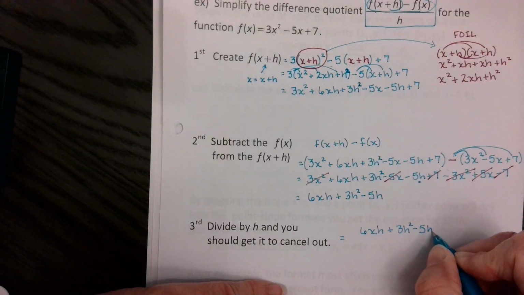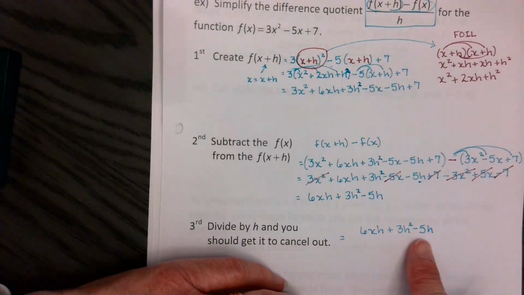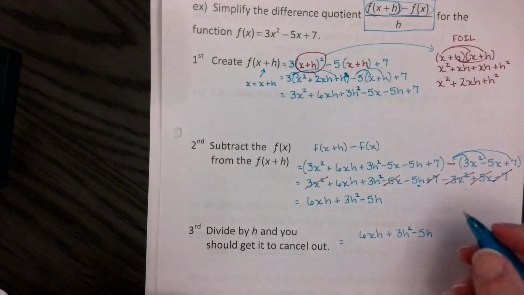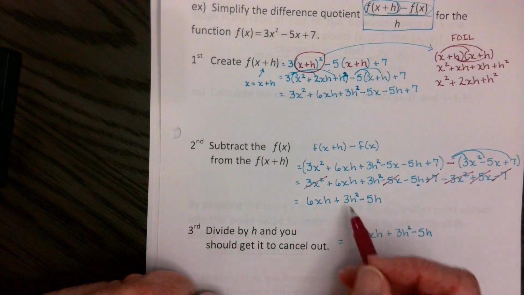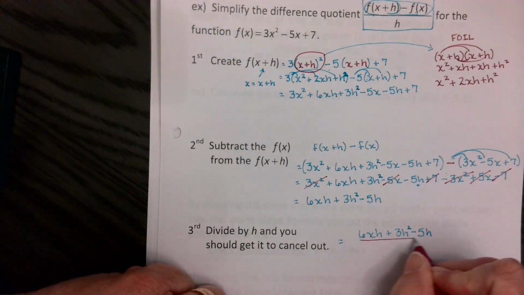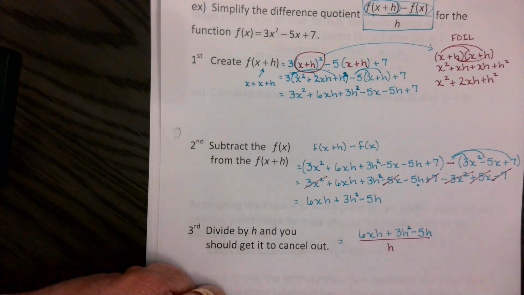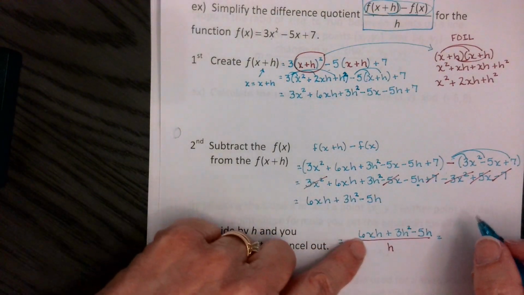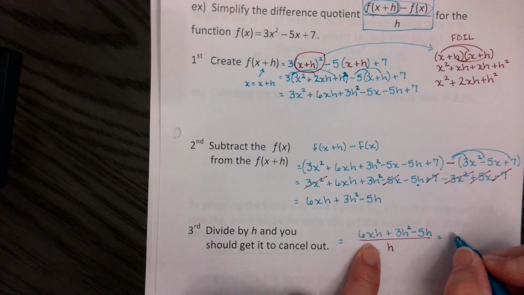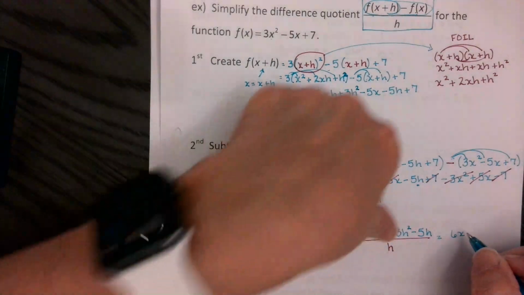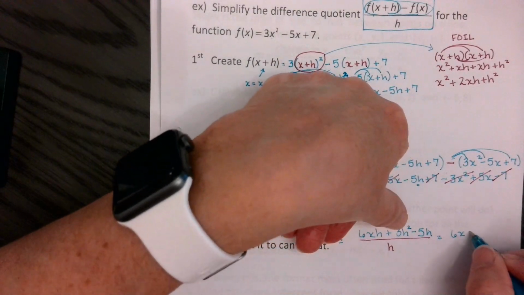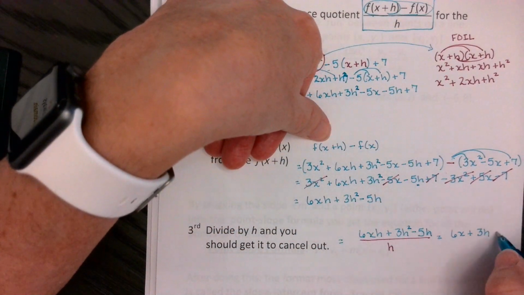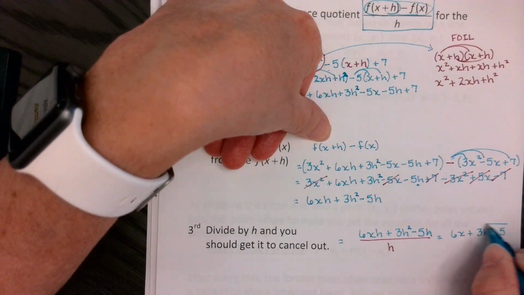Don't worry about putting this in any type of order. Don't rearrange, just write it the way it is. You will notice I'll never rearrange it. Okay, so that was my answer from step 2. Now that it's correct, I'm going to divide by h. I just cancel an h in all the top. These h's will cancel. I'm left with 6x. One of the h's will cancel here, so I have plus 3h. And these h's will cancel, so I'm left with minus 5, and that's my answer.